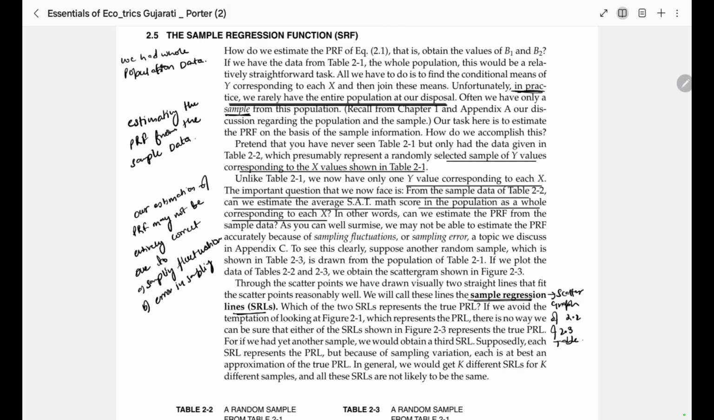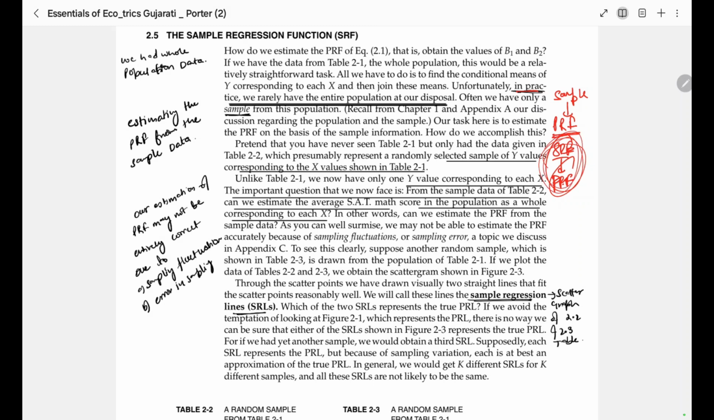Now we come to our sample regression function. What we did earlier was a population regression function, and I said there also that we do not always have the population data. In practice we rarely have the entire population at our disposal. Often what we have is only sample data, right? So from sample data we have to make predictions such that it represents the population data. So from the sample we try to estimate the population regression function. From the SRF we try to get the PRF in a way.